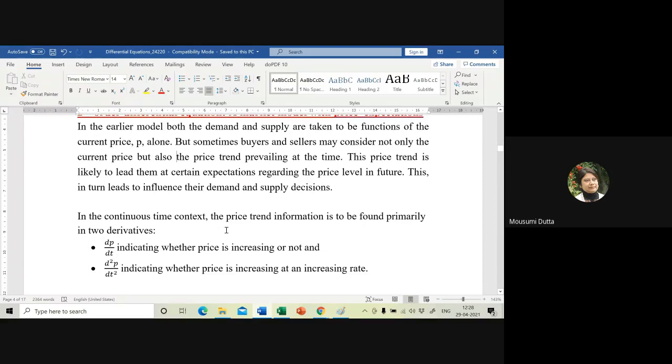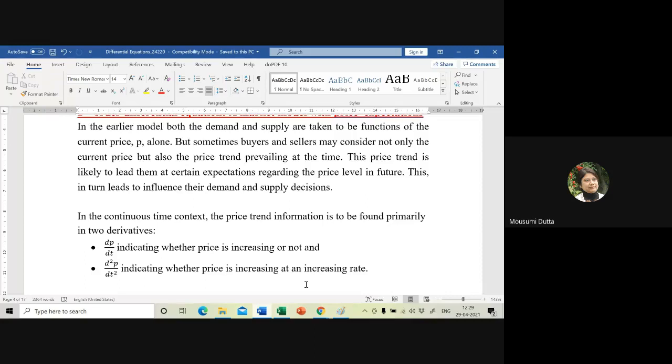dp/dt, how it is changing, indicating whether the price is increasing or decreasing. So you will get some idea. And d square p by dt square, indicating whether the price is increasing at an increasing rate or increasing at a decreasing rate or decreasing at an increasing rate or decreasing at a decreasing rate.